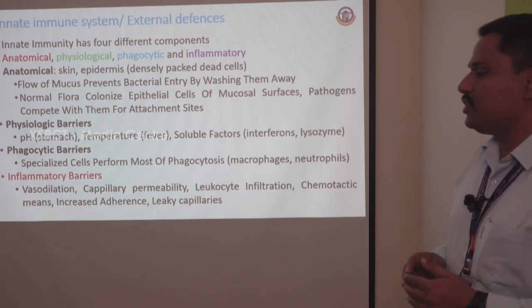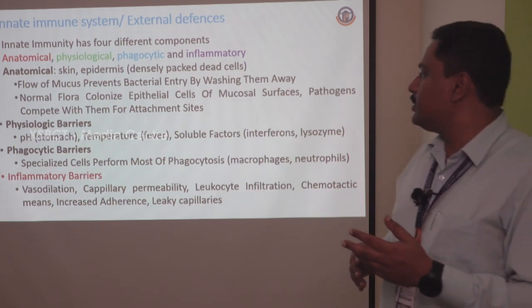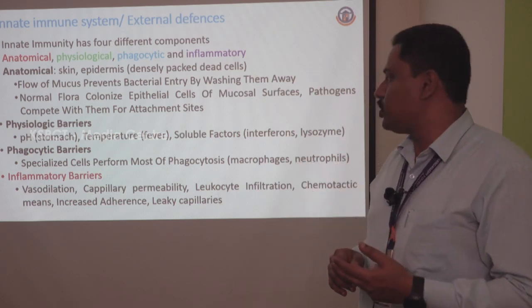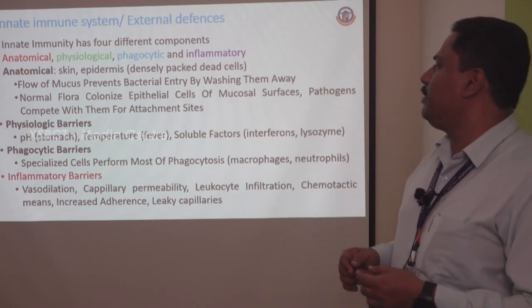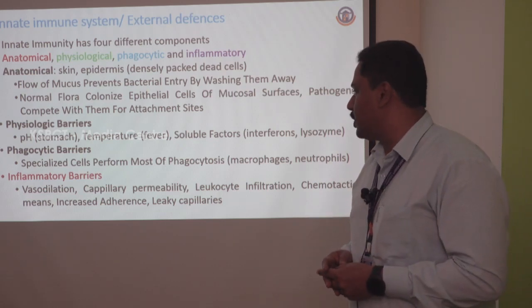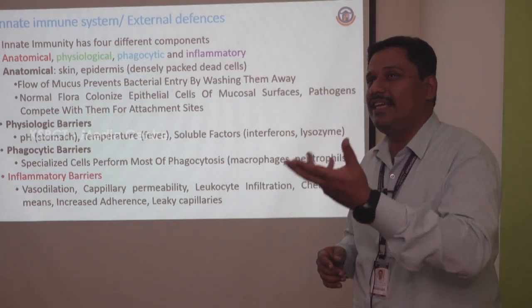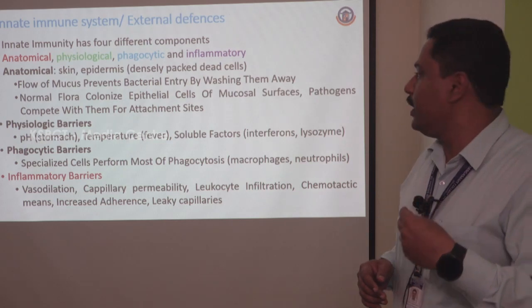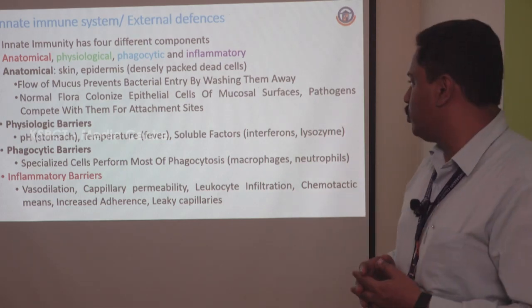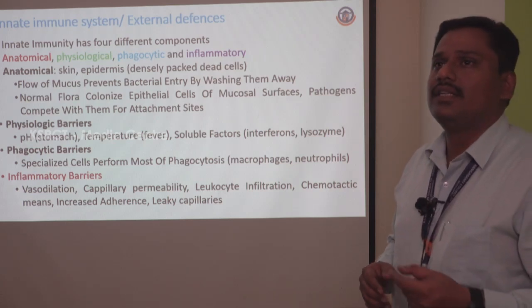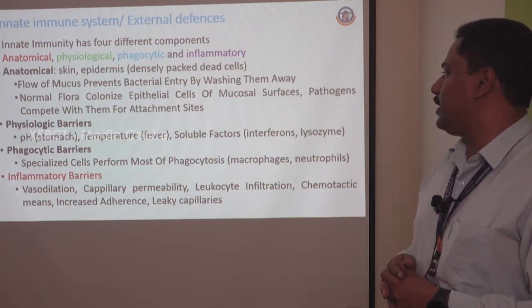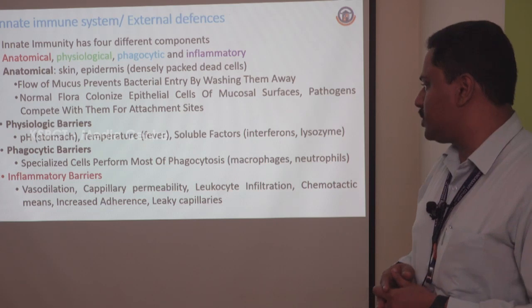So next one is the physiological barrier. The physiological barrier includes examples like pH. The pH of the stomach is highly acidic, which prevents the entry of pathogenic bacteria. Then the temperature: if there are any changes in the body, the fever or temperature automatically rises. Soluble factors like interferons and lysozyme enzymes are present that digest bacterial or viral proteins.